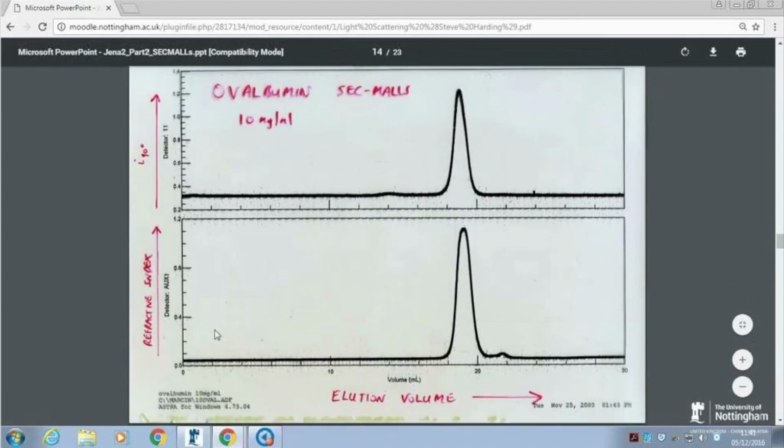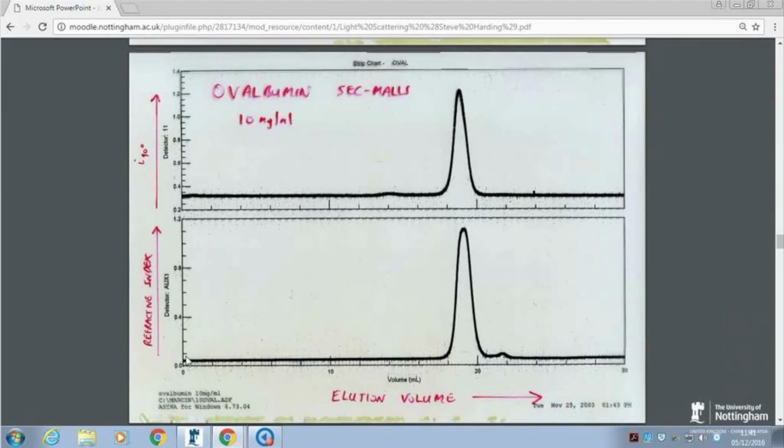So this is the elution profile with a refractive index detector for albumin. Okay. So that's the elution volume from the column. The bigger the molecule, the less elution volume is needed to get it from the column. In this case, it required about 19 mils to shift the albumin. And there's a bit here, a little bit here, probably a dimer or something. That's the albumin.